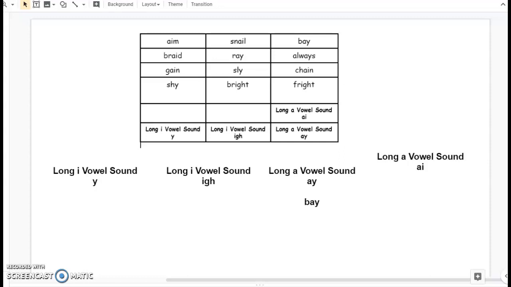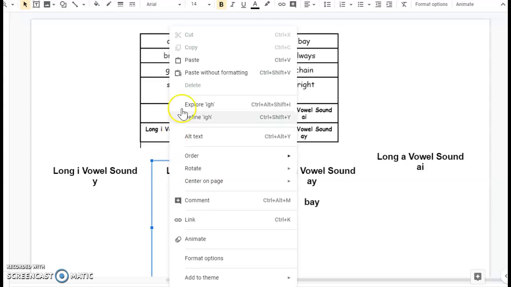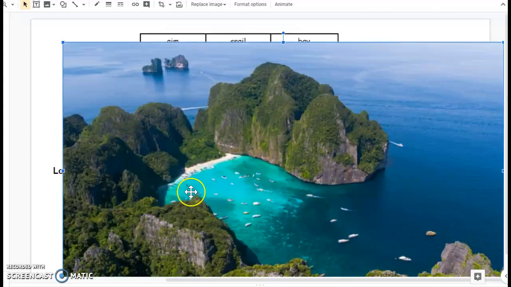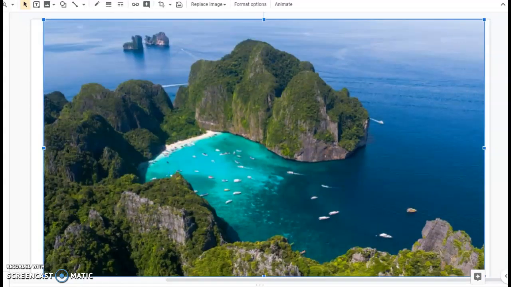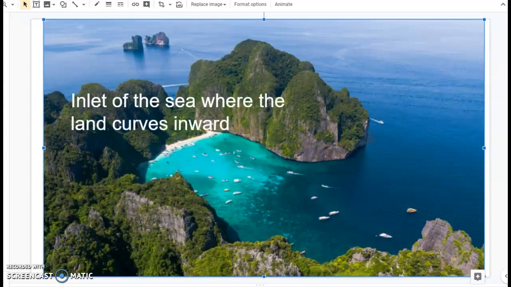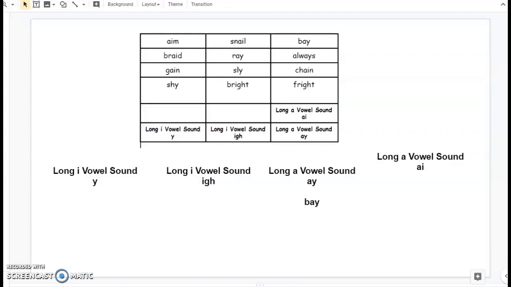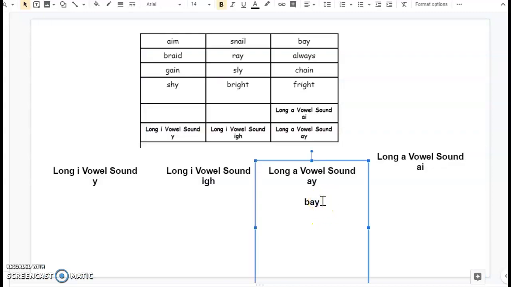So the first word I want to talk about is bay. Here is a picture of a bay. This is what a bay looks like. A bay is an inlet of the sea where the land curves inward. So that spelling pattern is AY.